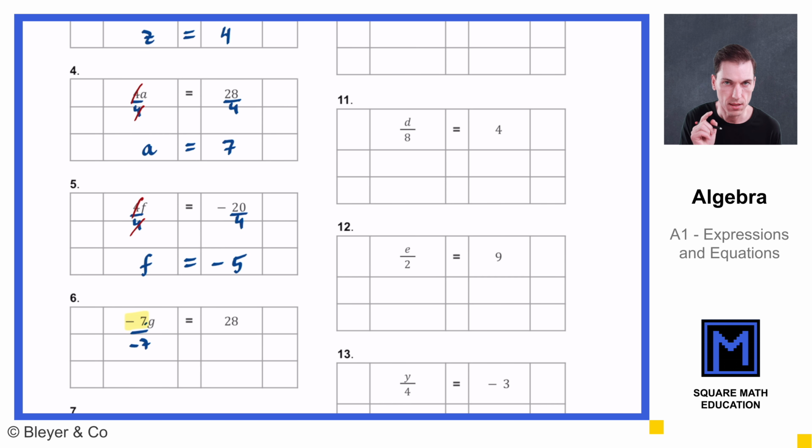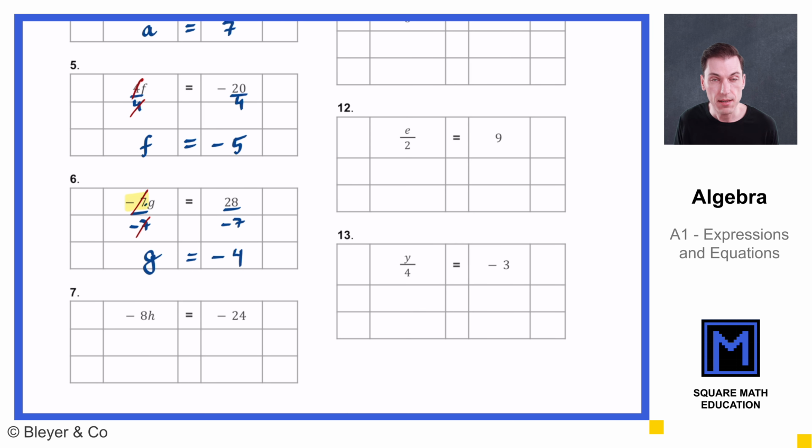Common mistake. Think about multiplying. That's what we are undoing in here. But we need to divide both sides by negative 7. Left hand side, negative 7 divided by negative 7 is 1. So g is left, equals. And on the right hand side, a positive number divided by a negative is also negative. 28 divided by 7 is 4. My answer is negative 4.